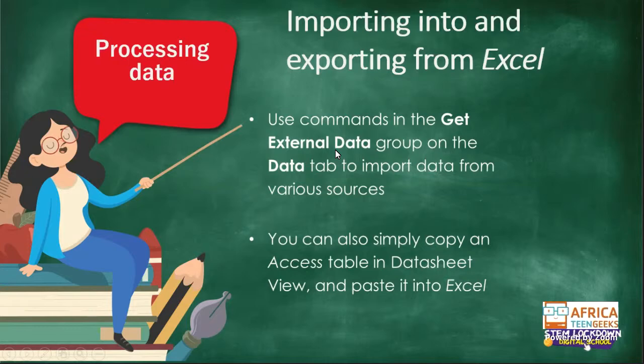So the tabs that we really had a look at was the Home tab, the Field tab, the Table tab, as well as the Create tab in Access. So it's really important that when you are exporting and importing, you know how to use that Data tab to import and export from various sources. You can also simply copy an Access table in database view and then paste it into Excel. So there are a number of ways which you can import and export. It's just up to you which way you prefer, and which way is going to take the data from one source to the next in the most accurate manner.